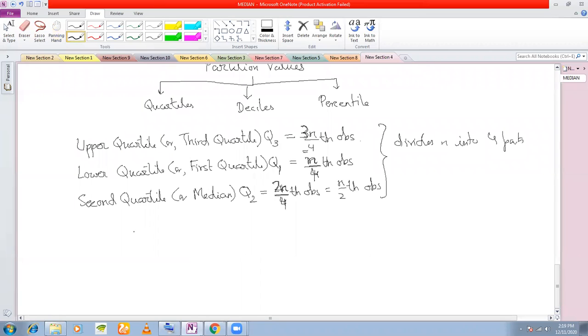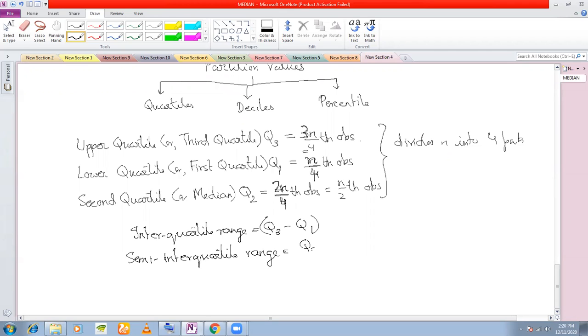Okay, next is the interquartile range. Interquartile range is Q3 minus Q1. You have already done this in your class 10. Interquartile range is Q3 minus Q1. And we also define something called the semi-interquartile range as Q3 minus Q1 divided by 2. Okay, this is your semi-interquartile range.